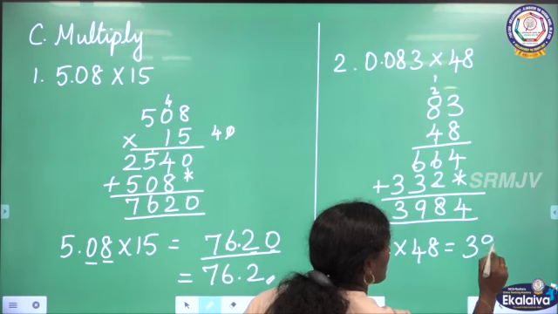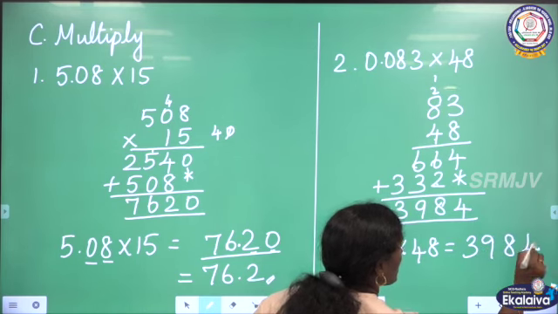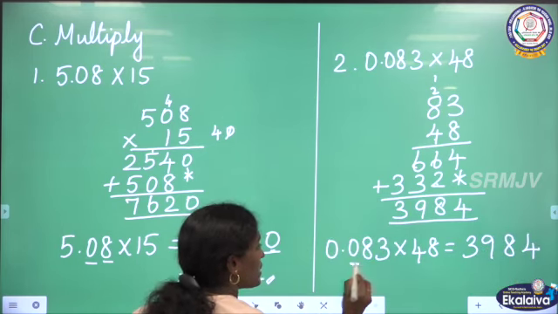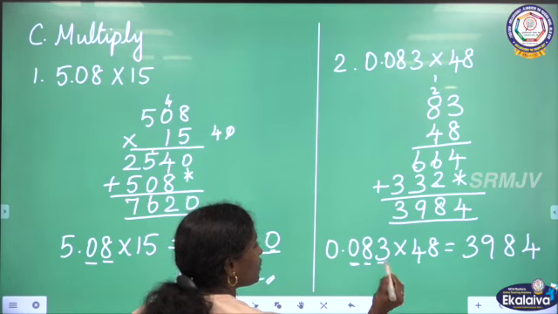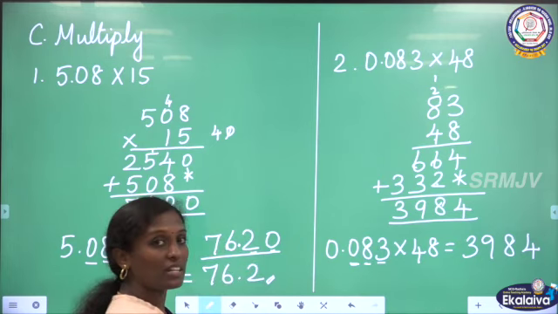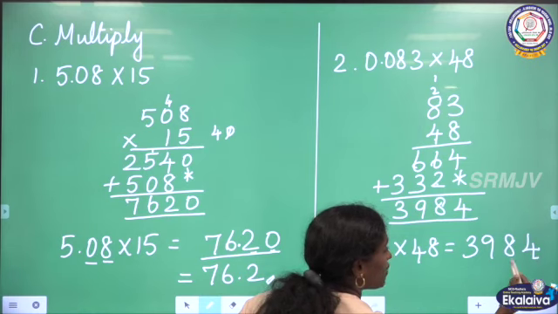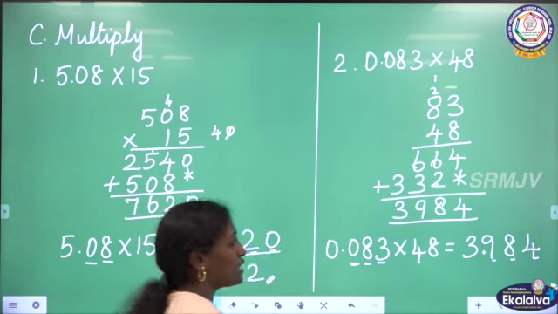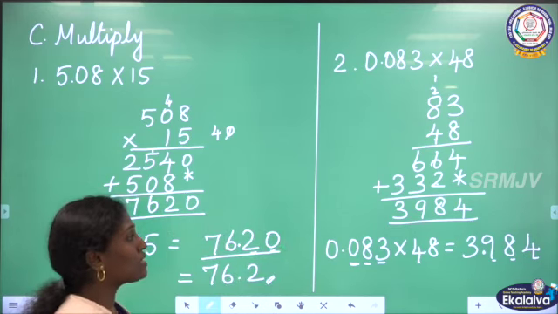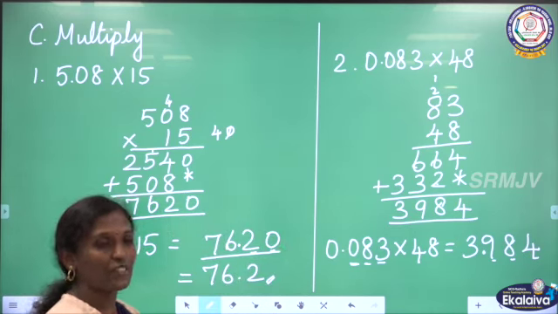Okay, 3,984. How many decimal places are there? 1, 2, 3. 3 decimal places are there in the given question. So from the last, before 3 digits, 1, 2, 3. Before 3 digits, we have to keep the decimal point. So the answer is 3.984.